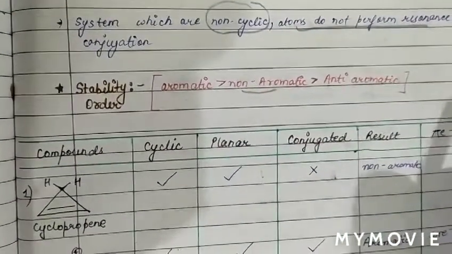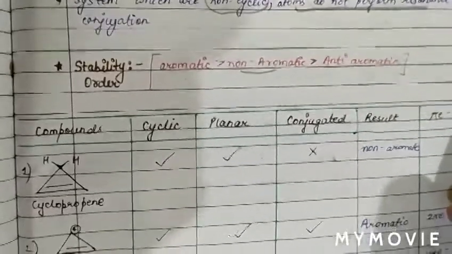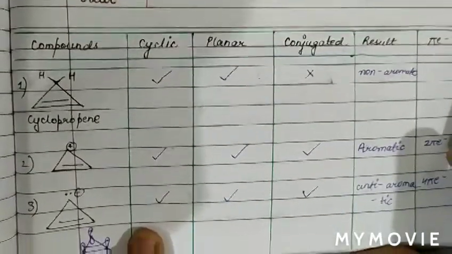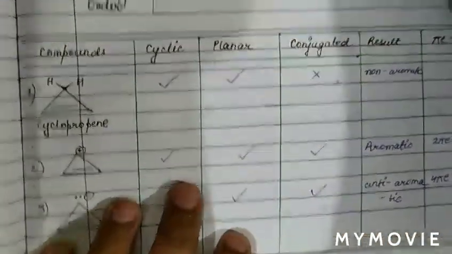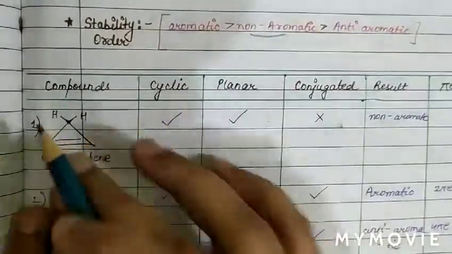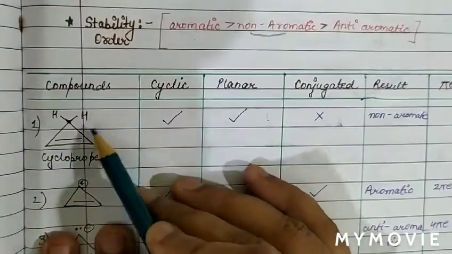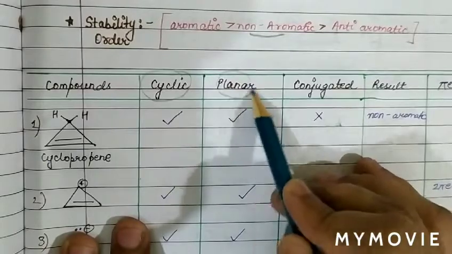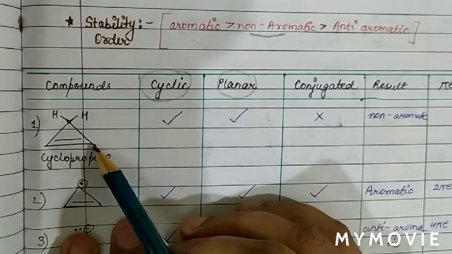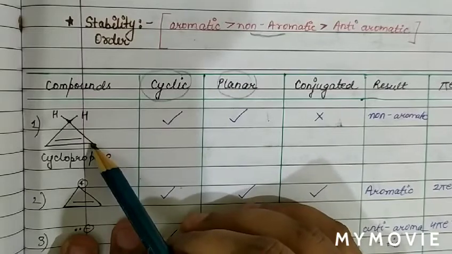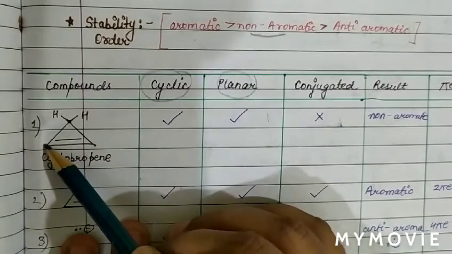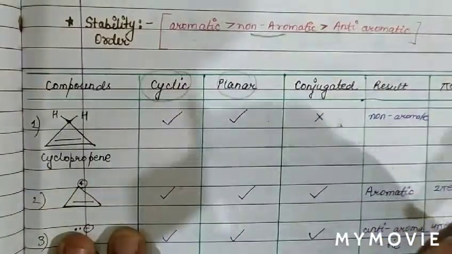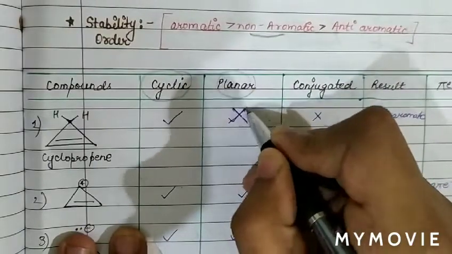Now we have some compounds. We will explain the aromatic, anti-aromatic and non-aromatic behavior of these compounds. See the first compound. In the first compound, we can see this compound is basically a cyclopropane. First check the condition of cyclic. The compound is cyclic. Now check planarity. The hybridization of this carbon is sp2 and of this carbon is sp2, while the hybridization of this carbon is sp3. Therefore the system is non-planar.